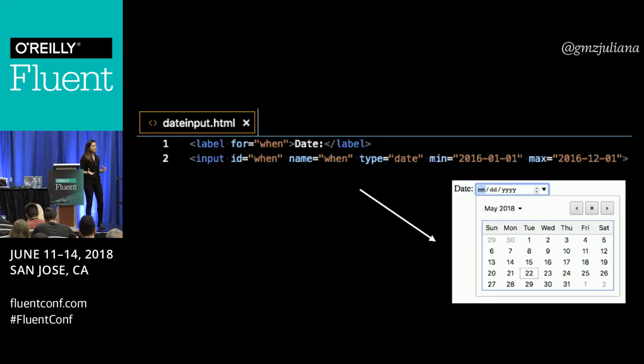It's going to be this date picker. This is the styles that it comes out at with Chrome. But it has min and max attributes, so you can limit your date picker. And it's got a change and an input event, so you can listen to that with JavaScript.